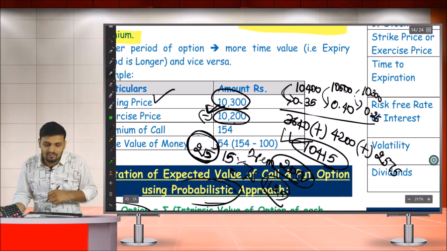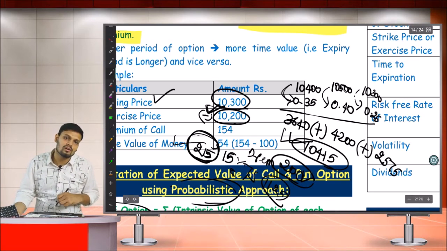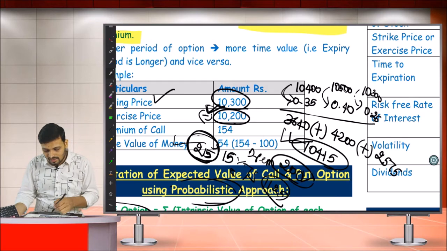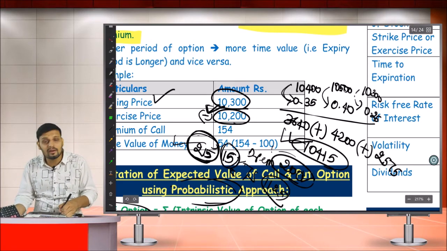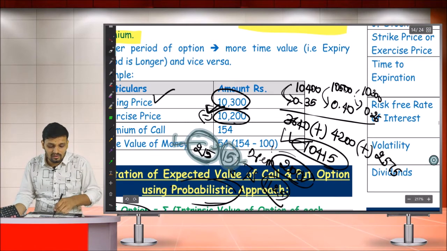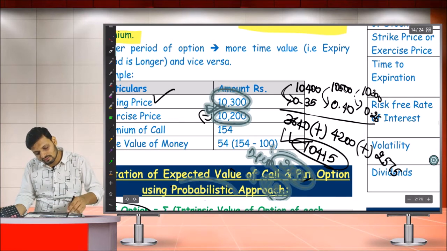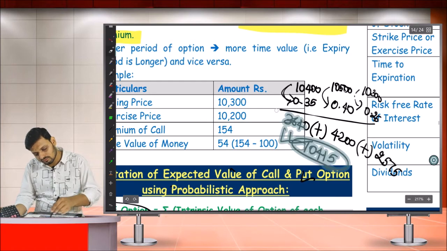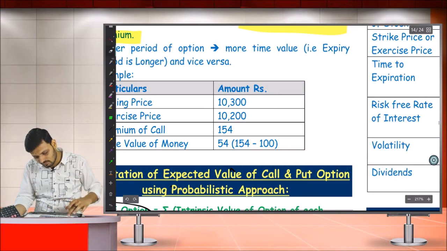Because my expected price is 10,415. Expected value of option is what? 215. In the market, it is trading at only 200. So can I tell 15 rupees I am expecting to gain? So 15 into 75, because for Nifty 75 is the lot. For Nifty 75 is the lot size. Done? Okay.